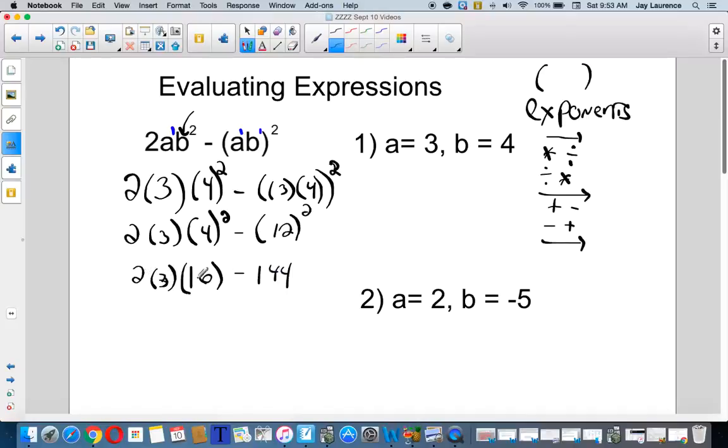So now I have multiplication and subtraction. So I'm going to multiply. Multiplication is commutative, so I'm not going to go 2 times 3 times 16. I'm going to do how I think is easier. I'm going to go 2 times 16 is 32, times 3 is going to be a 96, minus 144.